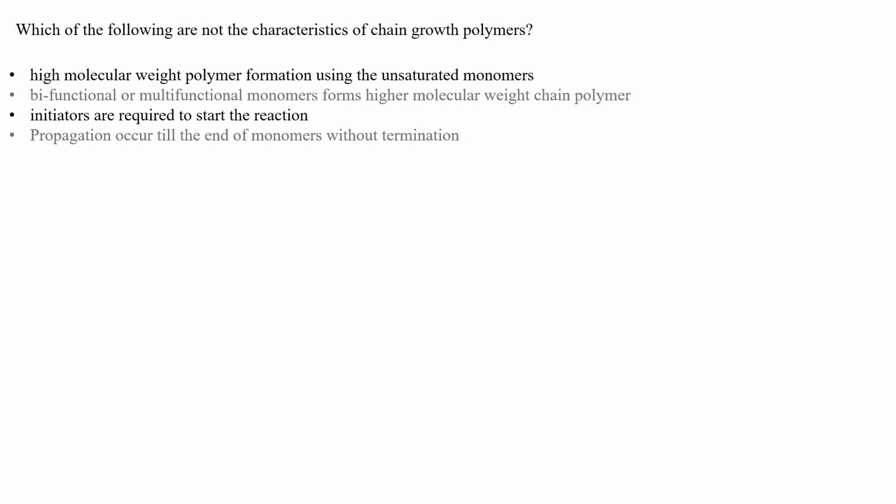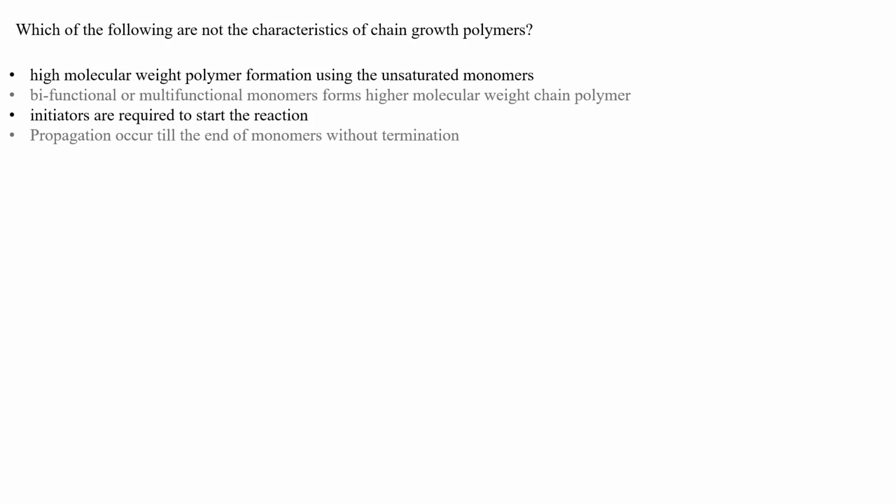So we have here: which of the following are not the characteristics of the chain growth polymers? I think you already know what the chain growth polymerization process is, so let's go through the options one by one. First is high molecular weight polymer formation using the unsaturated monomers. This is the basis of chain growth polymers. We make the unsaturated monomers join together one by one to form a long chain, which is the high molecular weight polymer formation. So that is a characteristic of the chain growth polymer process.